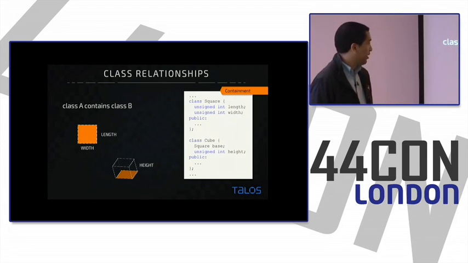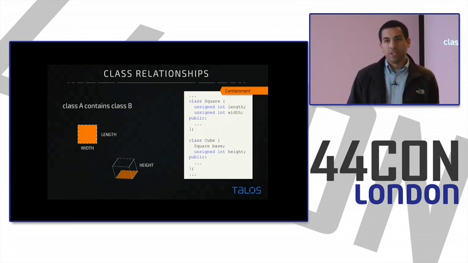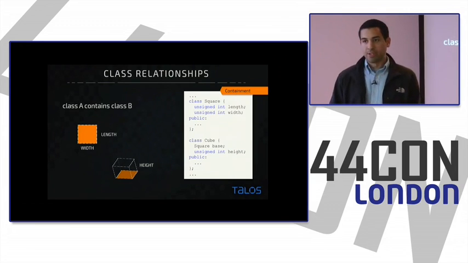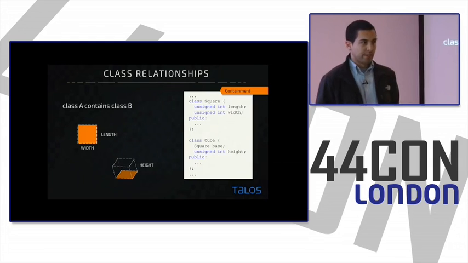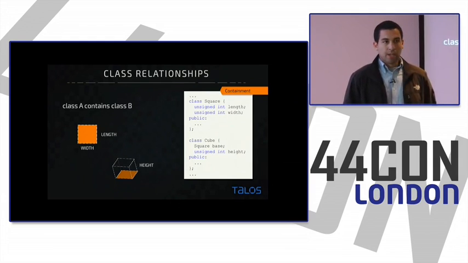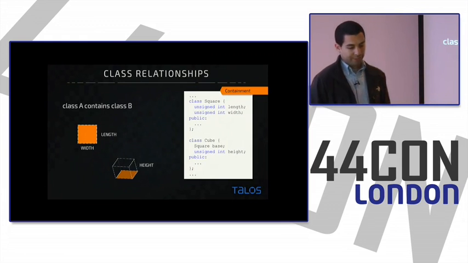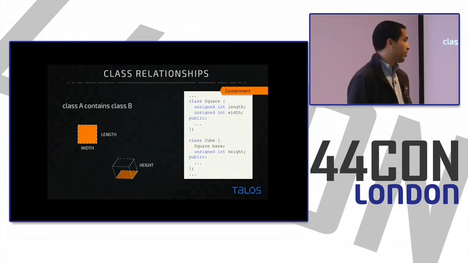Now that we've seen a little bit of code chunks, let's start talking about class relationships. In C++, there are 3 different types we're going to talk about today. The first one is containment. So you're going to have different classes. Class A will contain class B. That's what we're referring to.